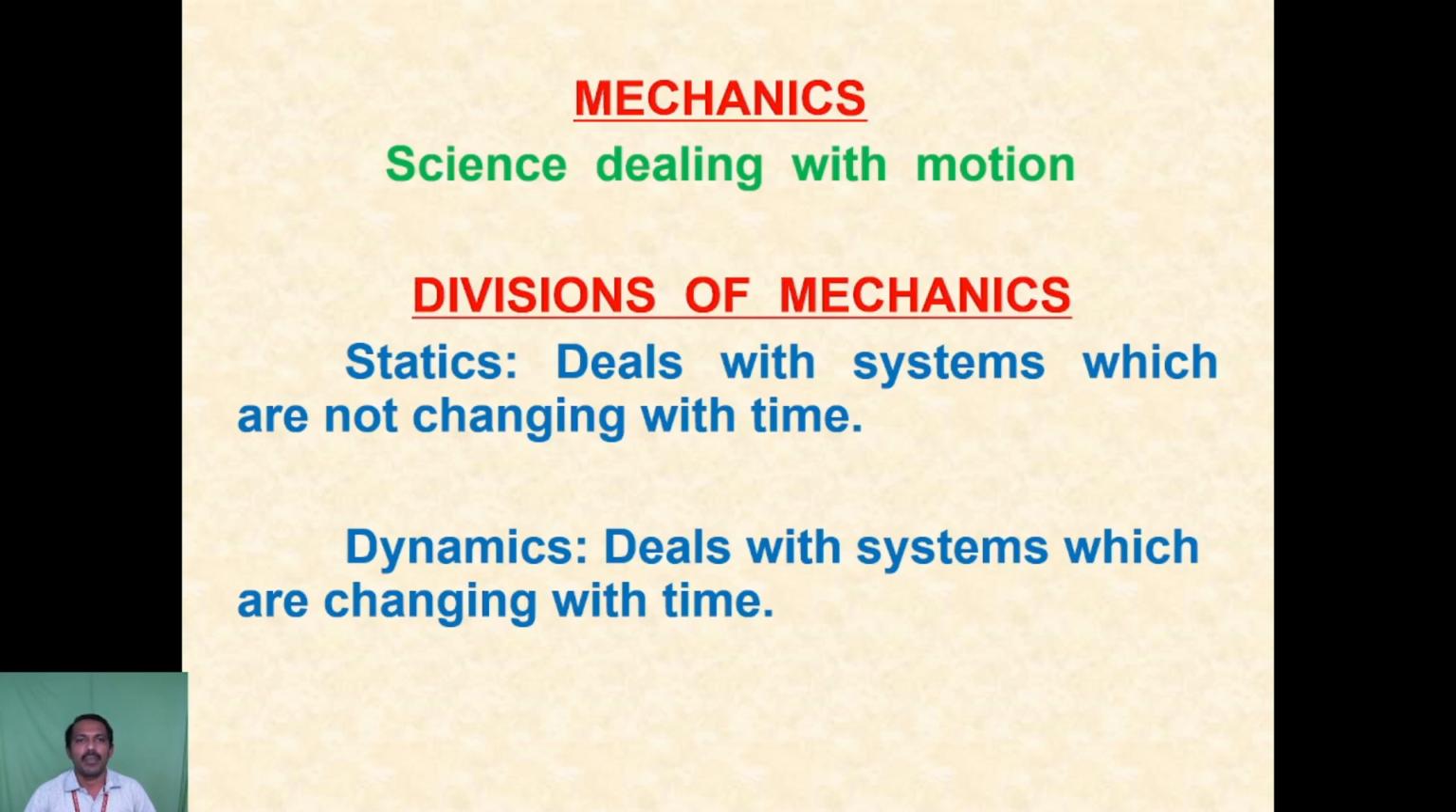Mechanics, first of all, means the science dealing with motions. There are two divisions of mechanics: one is statics, another one is dynamics. Statics deals with systems which are not changing with time, and dynamics deals with systems which are changing with time.